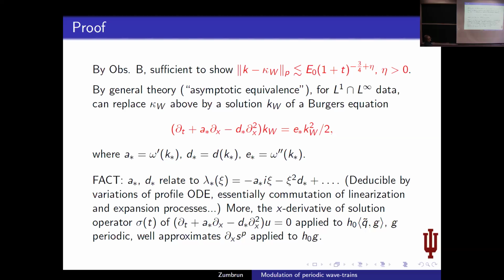So that's very nice. Okay, so the solution operator of the constant coefficient part, the left-hand side up here, the x derivative of this solution operator will approximate dx of SP applied to H naught G. Those are the key estimates that I spent so much time on, called the linear modulation bound. I see that by knowing this. That's how I know that.